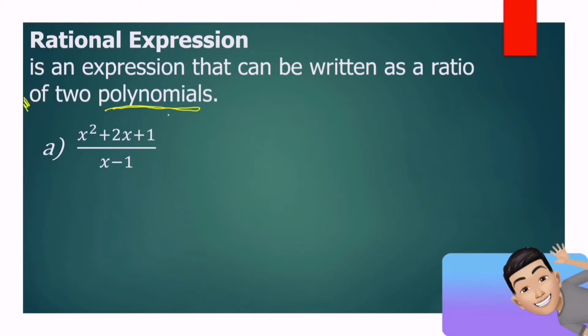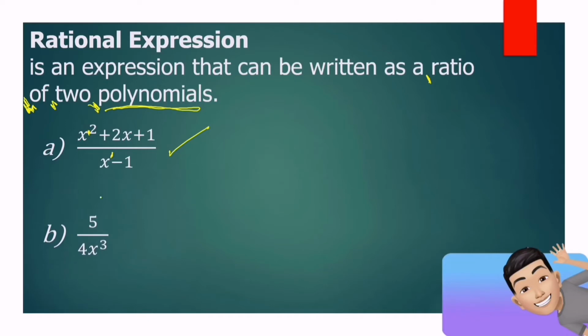So, alamin muna natin if these examples are rational expressions or not para alam natin kung naintindihan nyo talaga itong ating definition ng rational expression. x squared plus 2x plus 1 over x minus 1, is it a rational expression? Okay, correct. That is a rational expression. Kasi polynomial itong nasa taas. Ito rin, polynomial of degree 1. Wala namang na-violate na rule. Ratio siya ng dalawang polynomial.